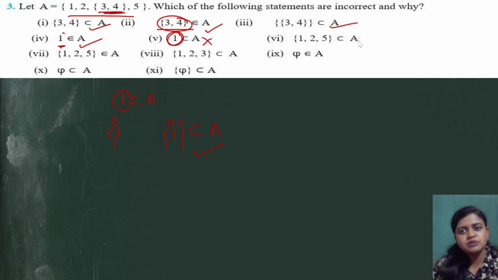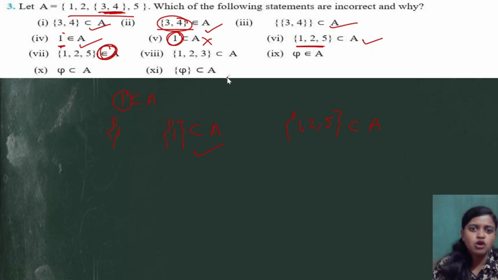{1, 2, 5} subset of A. Yes, this is a subset. And it's a subset of A also, obviously true. {1, 2, 5}. Yes, this is a subset, and you cannot put the belongs to sign. You should put subset. {1, 2, 5} is a subset of A. This is a set, not belonging to A.